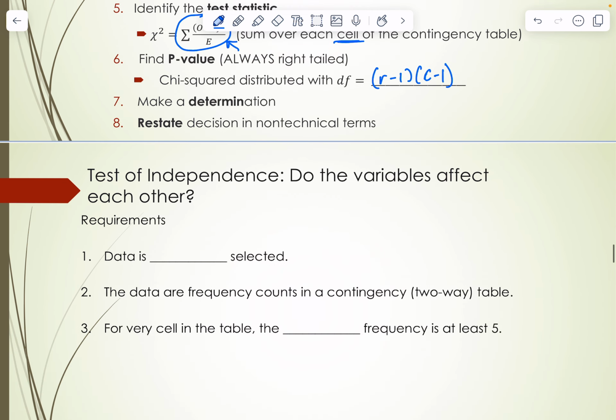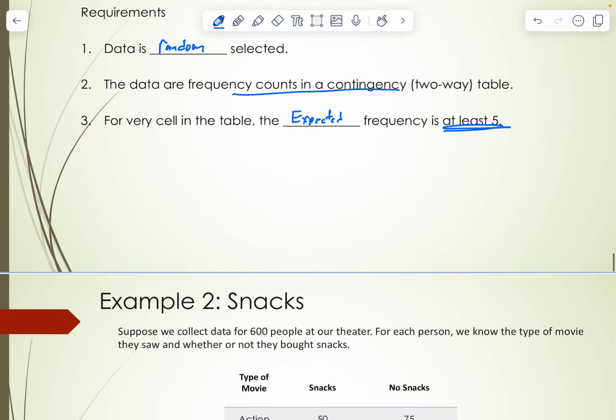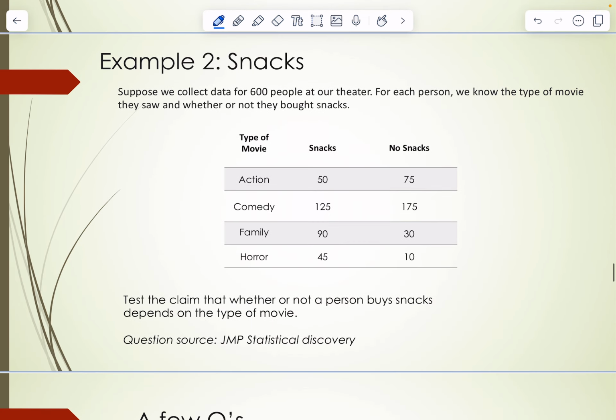Now, of course, in order for this to apply, the data must be randomly selected. You need to make your sample very carefully. And then, of course, the data needs to be in a contingency or a two-way table. Now, for every cell in the table, the expected frequency must be at least 5. Again, we don't want to deal with rare events. Okay, now for the example.